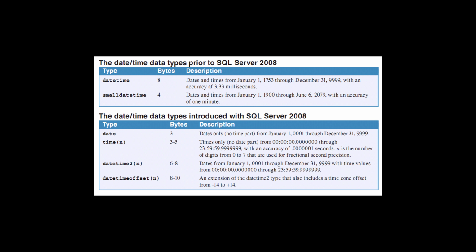And the datetimeoffset data type works like the datetime2 data type. However, this data type also stores a time zone offset that specifies the number of hours that the value is ahead or behind, and this is known as universal time coordinate.